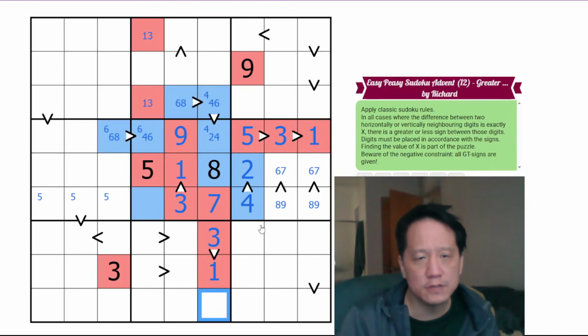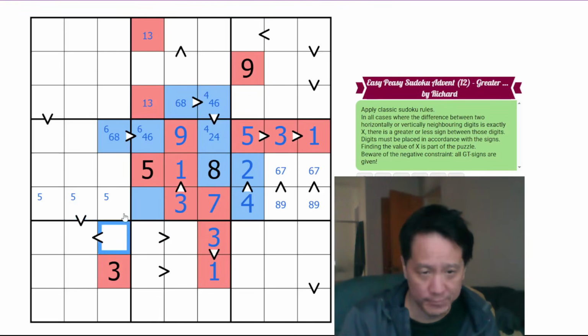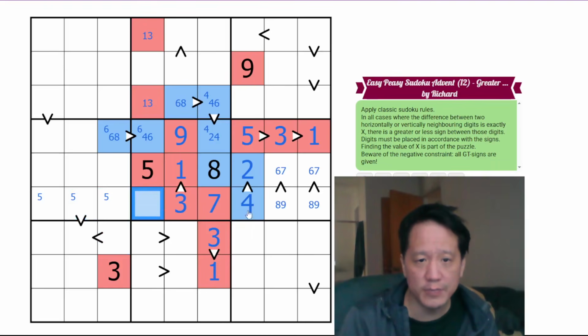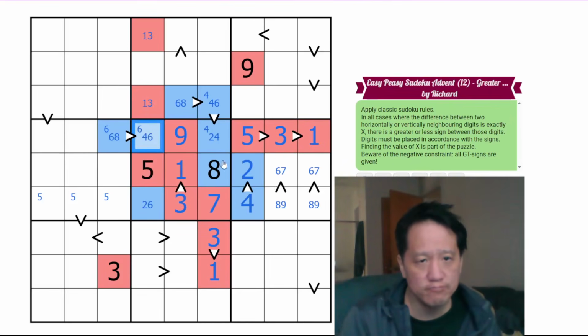Let's see. Do we have anything here? Not particularly. This digit is the same as that digit. This cannot be 4 or 8, so it's 2 or 6 here. So one of these two is a 4 in box 5.